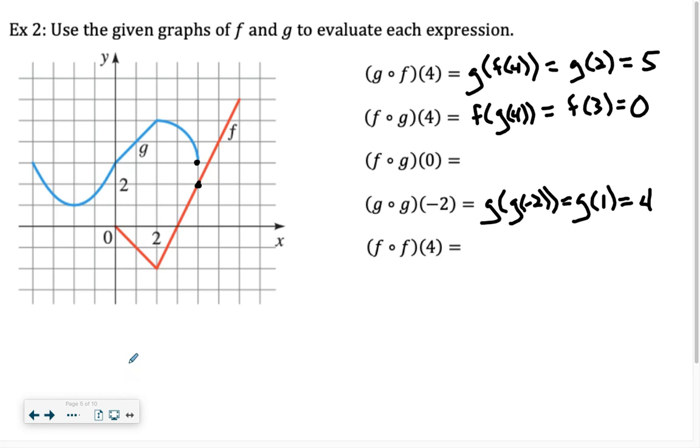Okay, so why don't you guys try a second and try these last two here.